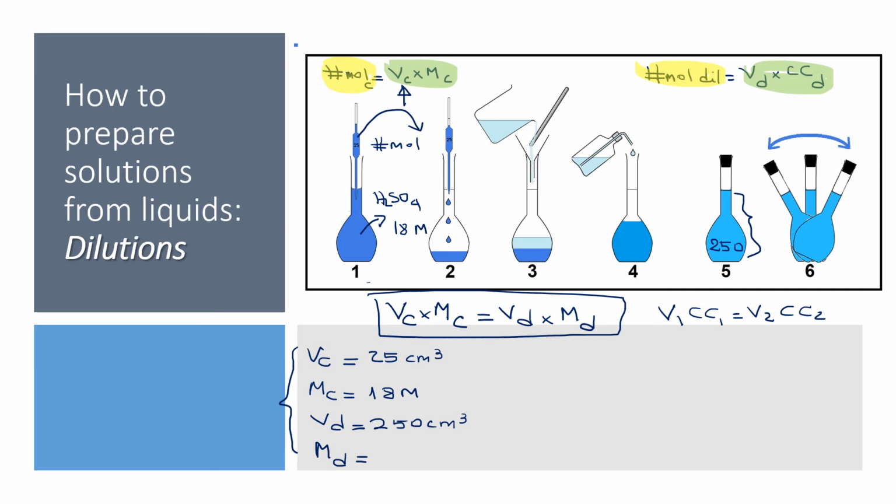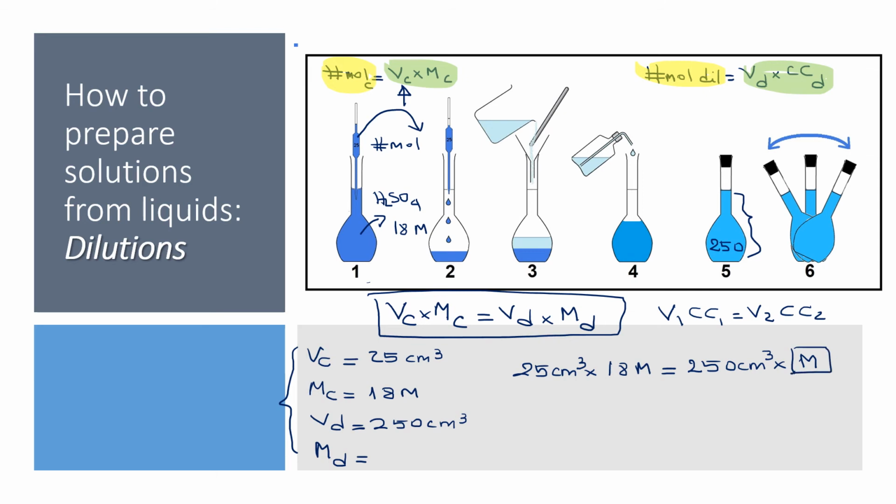So in this case, the volume 1 is 25 centimeters cube times the concentration, which is 18 molar. That is going to be equal to 250 centimeters cube times the molarity of the new solution. That is what I want to calculate.